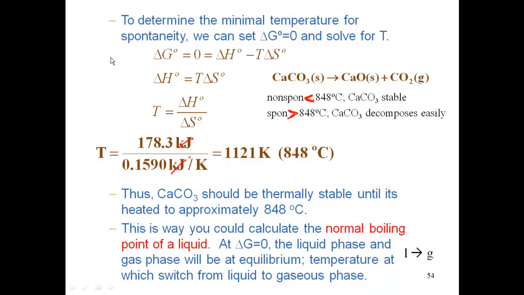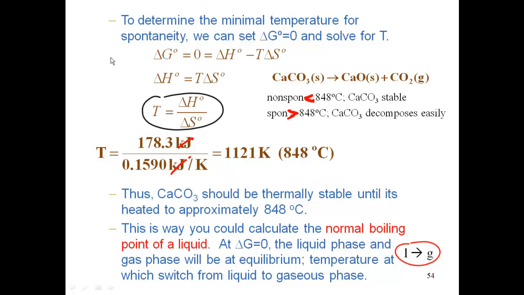This is the same way we can calculate the normal boiling point of a liquid. Okay, we're talking about going from a liquid to a gas. So if I know the delta Hf of the gas and delta Hf of the liquid, I can figure out my delta H change. I can do the same thing for entropy, have those values, plug that into my equation here, my delta H divided by delta S, and I find out the temperature at which that species will boil.